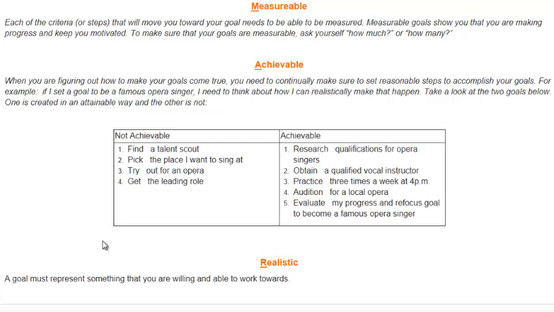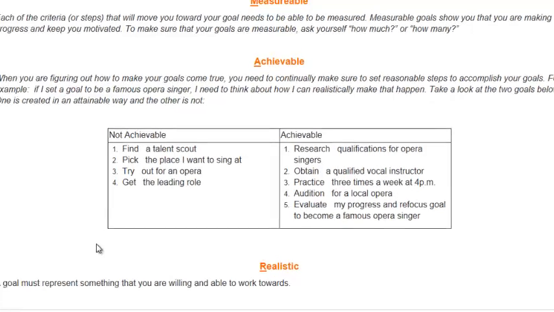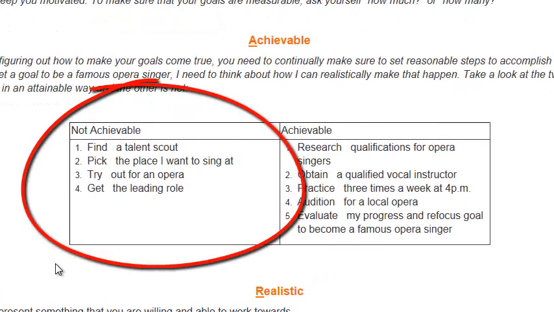Now, you should know that I don't know anything about opera singing, so that's going to have a big impact on whether it's achievable or not. Let's take a look at the not achievable goal. If I don't know anything about opera singing at all, first, would I want to find a talent scout, then pick the place I want to sing at, try out for an opera, and get the leading role? Well, that's not very realistic. Do you think a talent scout would want to even meet me if I don't have any experience or practice or any idea on how to even be an opera singer?